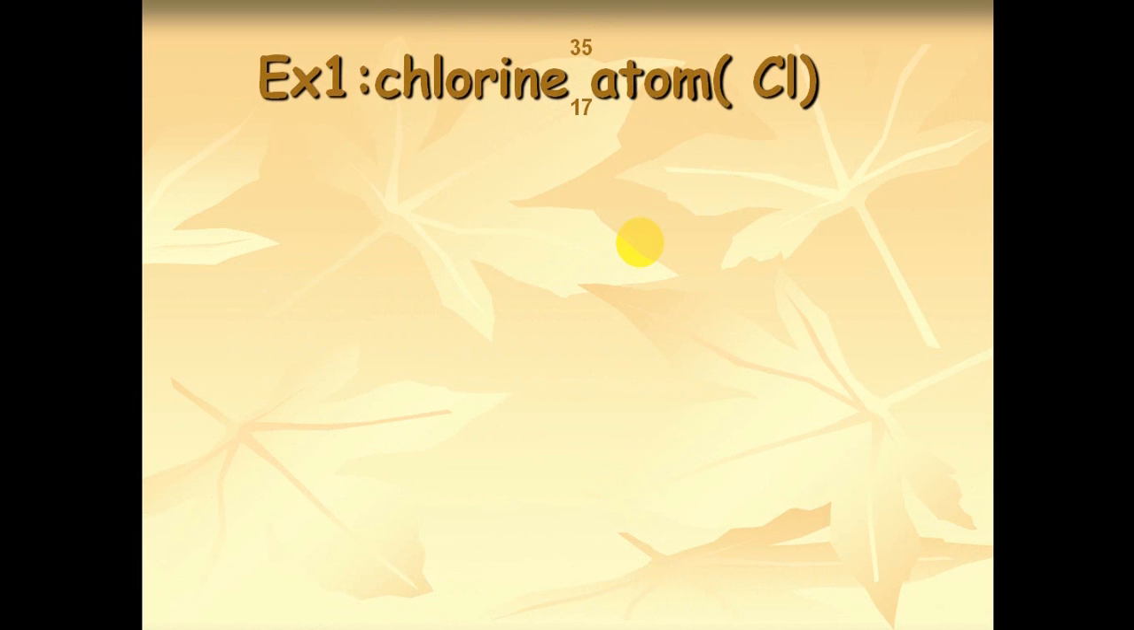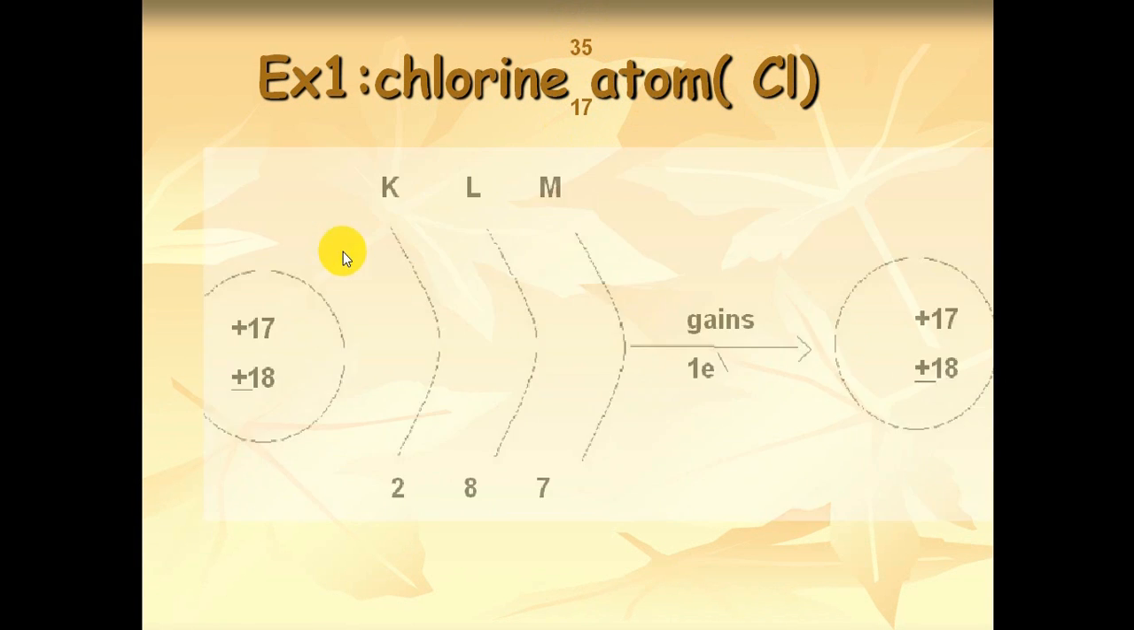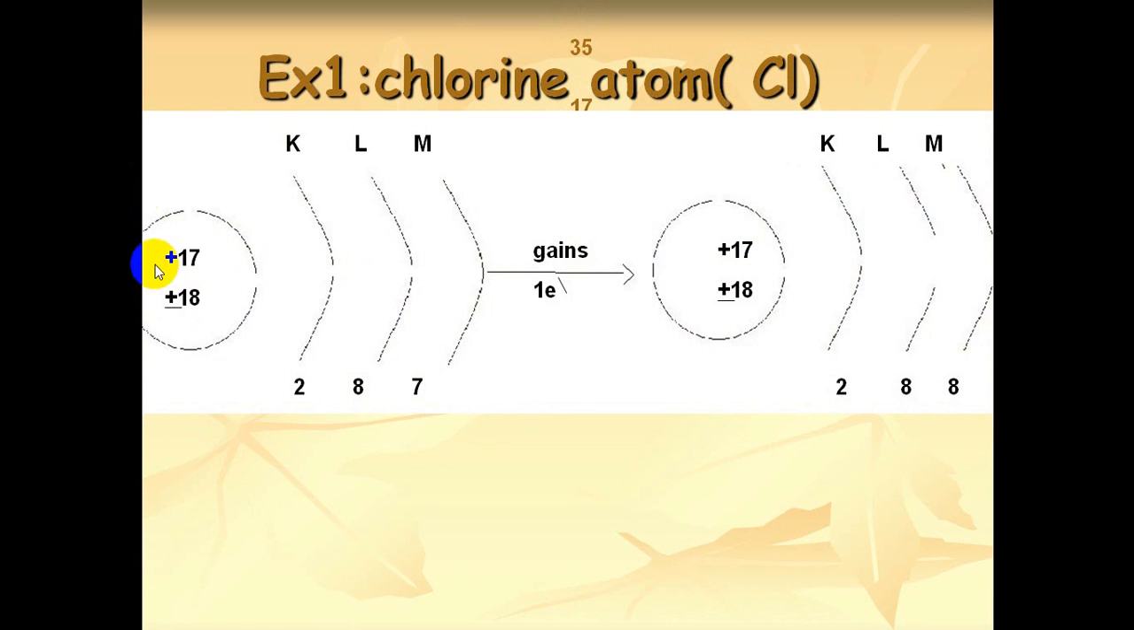We have an example, chlorine, atomic number 17, and atomic mass 35, 17 electrons. So let's see now how we can distribute the 17 electrons in the energy levels of chlorine. Here, this is the nucleus, which has 17 protons and 18 neutrons. In the first shell, it will be 2. The second shell will be 8, and the third shell will be 7. So all of them together, 17.